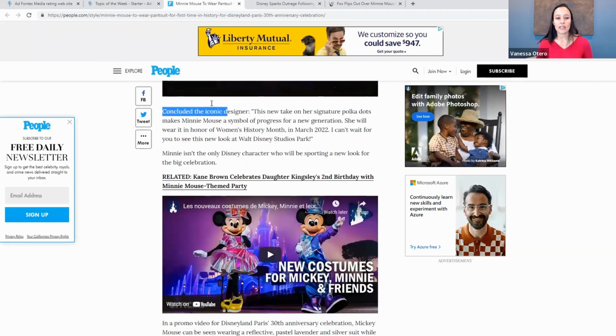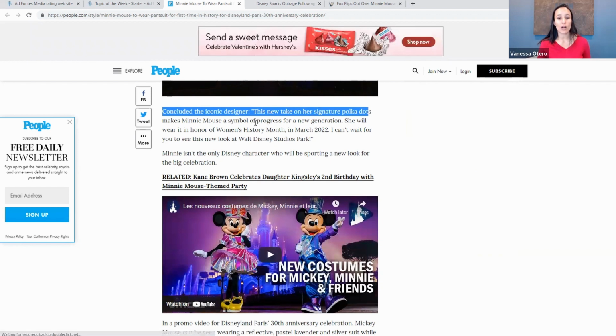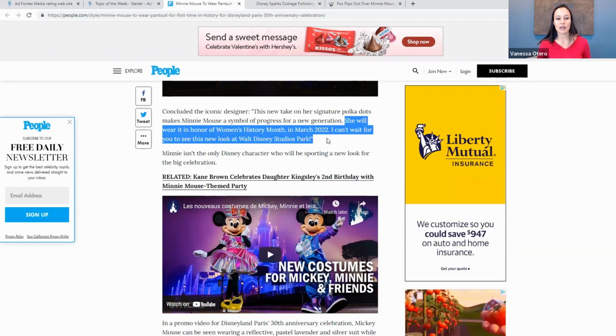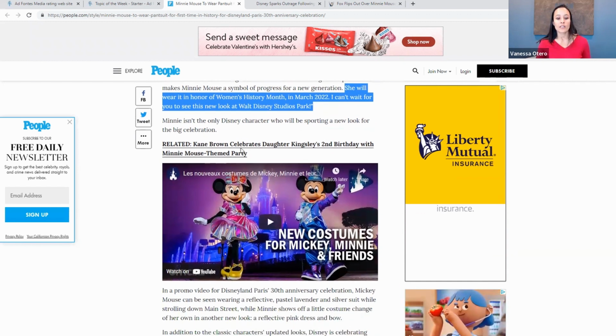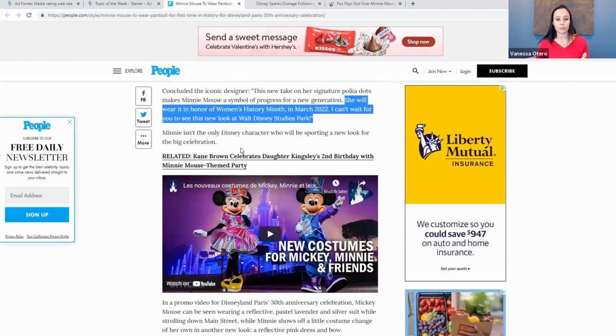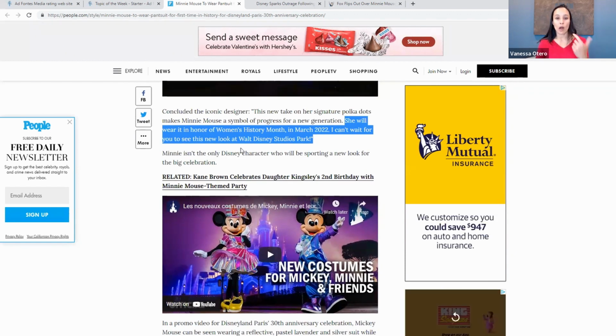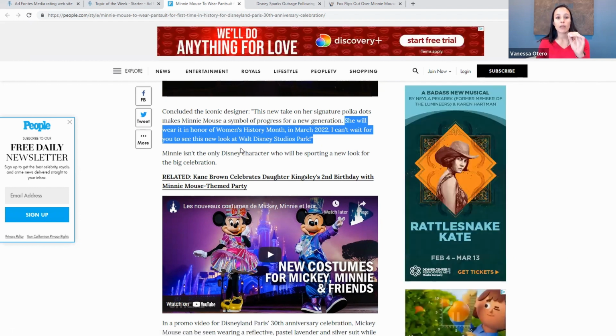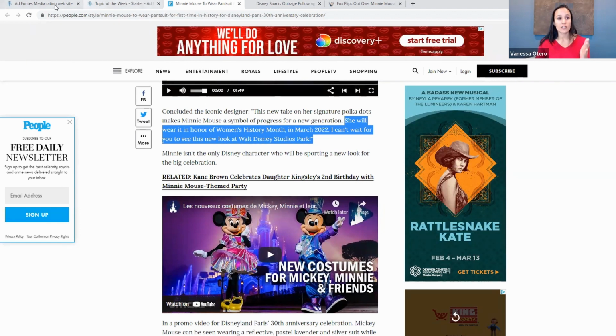And then the rest of the quote, concluded the iconic designer, "This new take on her signature polka dots makes Minnie Mouse a symbol of progress for a new generation. She will wear it in honor of Women's History Month in March, 2022. I can't wait for you to see this new look at Walt Disney Studios Park." So again, she touches on a symbol of progress for a new generation, honoring Women's History Month. So the themes of progress, there's a little bit of left-leaning values described by Stella McCartney in this particular change she's talking about with Minnie Mouse, right? So for portraying that in a positive light, we could push this topic selection over just a little bit to the left. So what do I mean by topic selection?